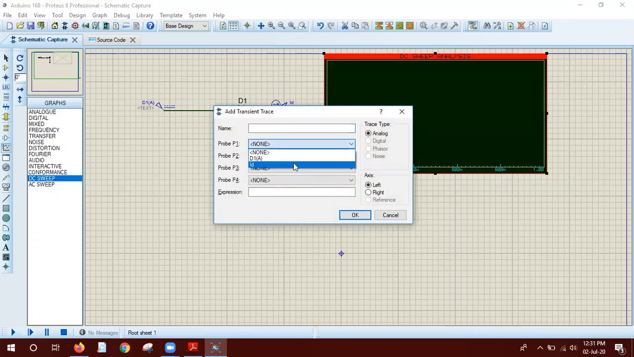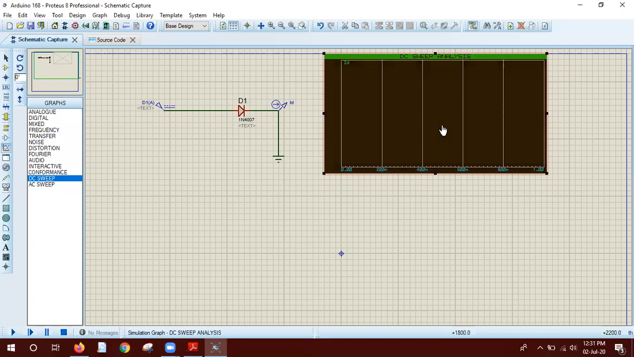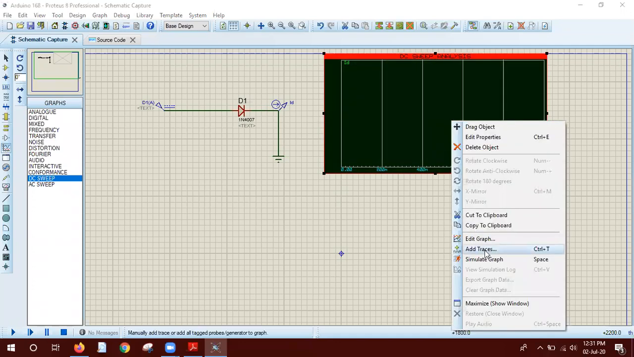We want to see the ID. We select ID and select OK. One more time, I'm showing that. Just right click here, go to add trace. Add trace means you need to add the probe.